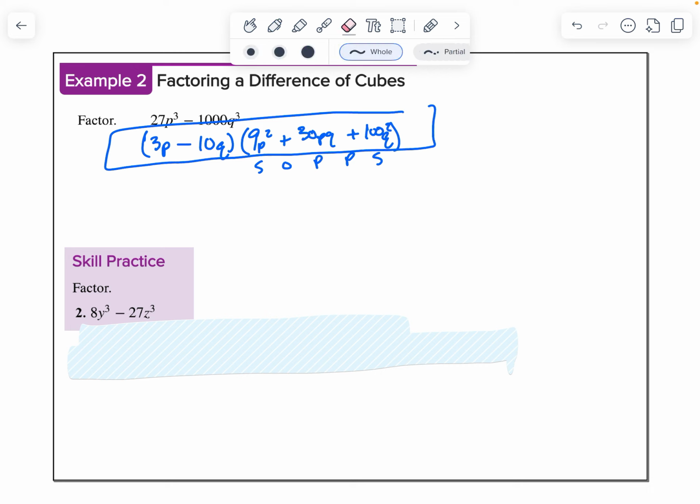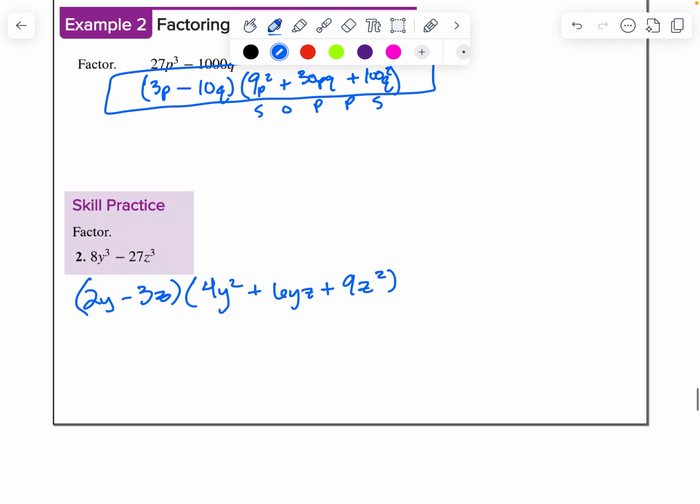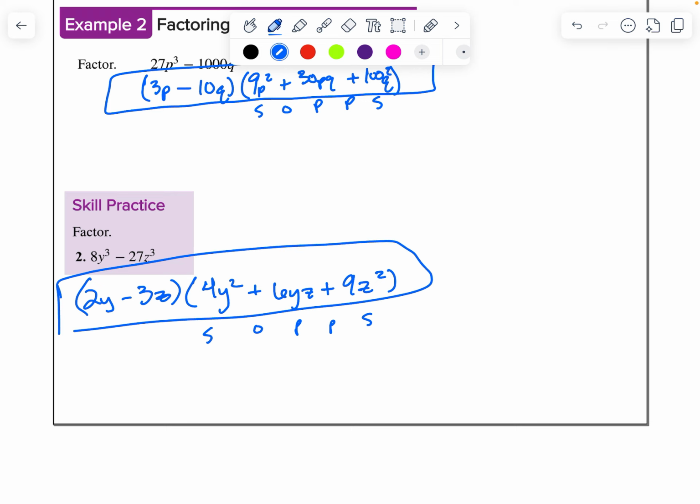Pause the video and try the next one. I'm going to show you my answer in 3, 2, 1. This is what my answer looks like. 2y minus 3z, because 2 times 2 times 2 is 8. 3 times 3 times 3 is 27. Then these are my S, O, P, P, S pieces. This should be your solution. That should be your factors.